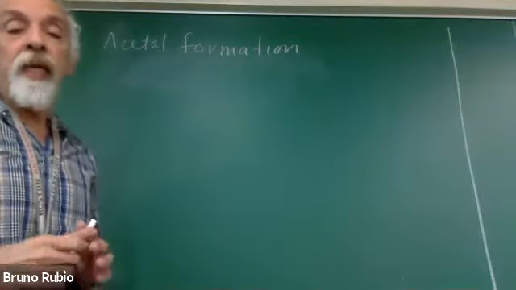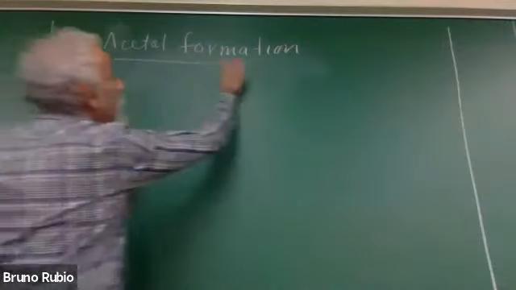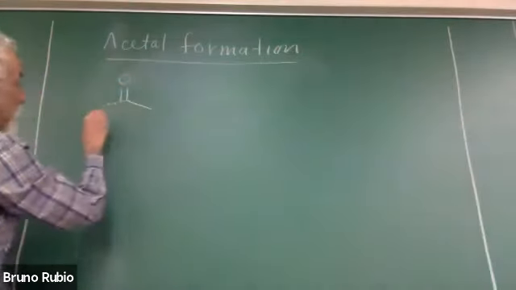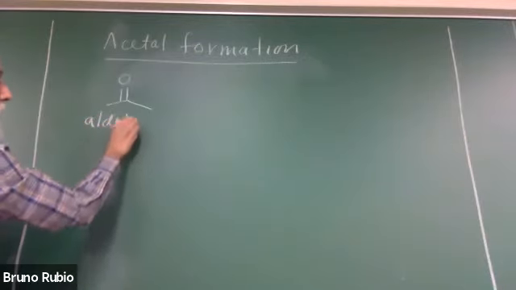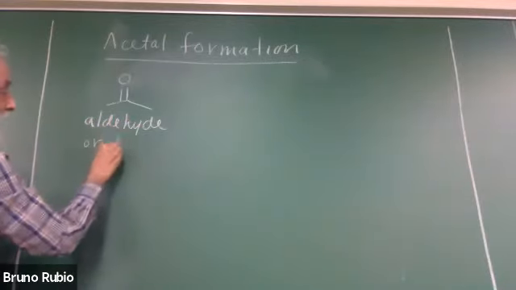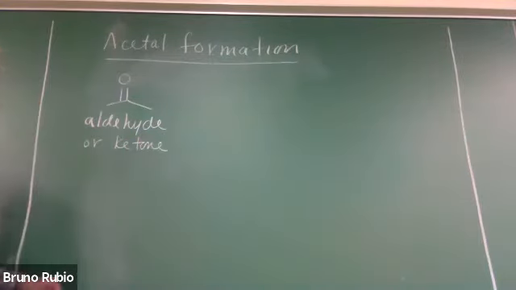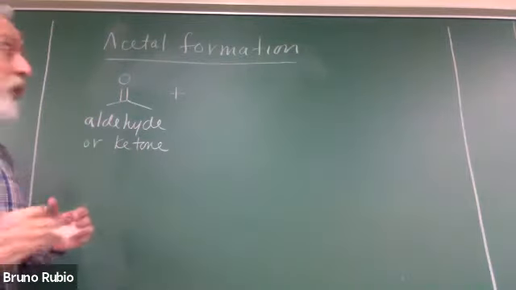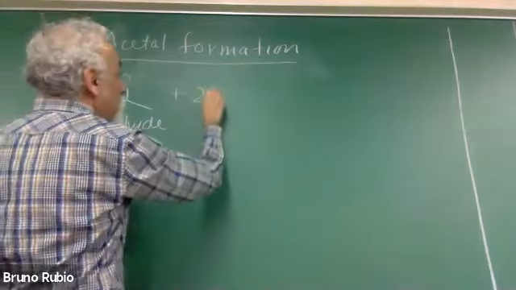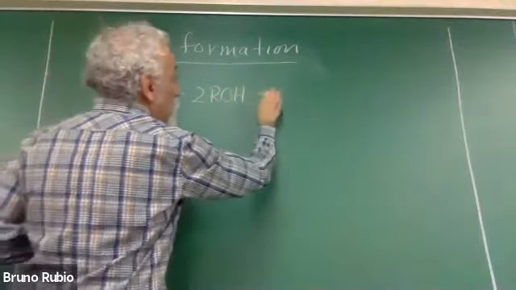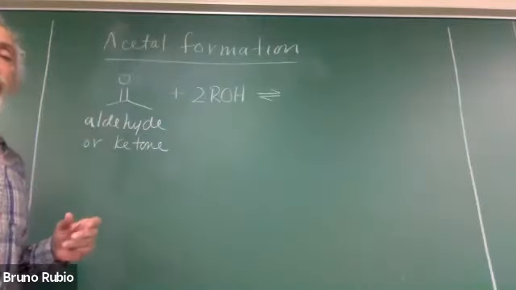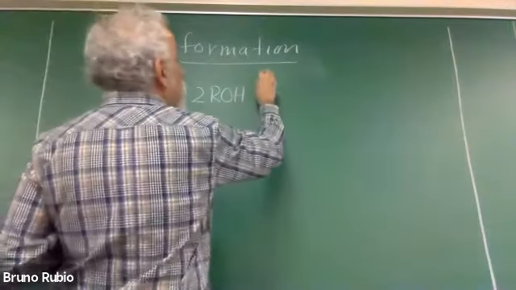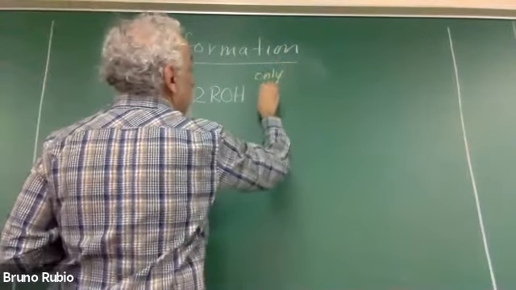the recipe for the acetal is an aldehyde or a ketone. This is an aldehyde or a ketone, and two equivalents of alcohol. So two equivalents of alcohol. The reaction is reversible, but it occurs only under acidic conditions, only H plus.